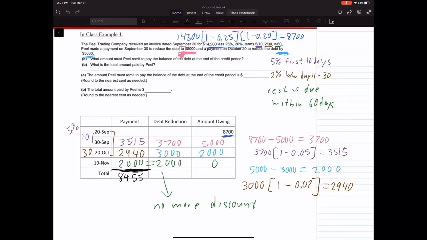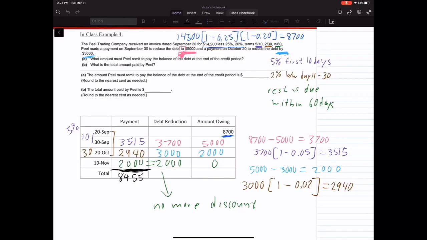And since we made the first partial payment on September 30th, that is within the first 10 days, we get 5% discount on that. So we get 5% discount on the 3,700. So we take the 3,700 times 1 minus 0.05. That gives you the 3,515. So that is the actual payment that we made on September 30th to reduce the debt by 3,700.